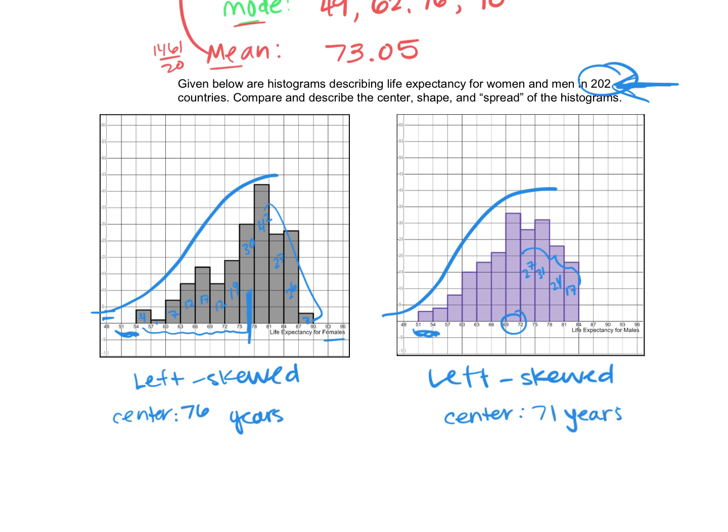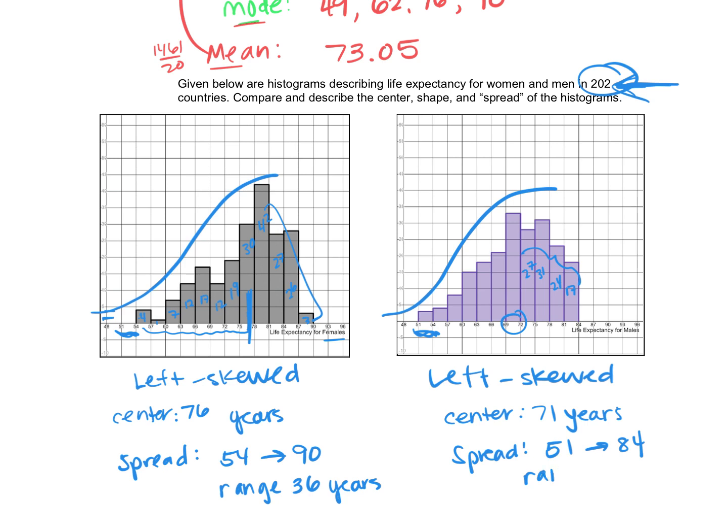And then we can talk about just the spread overall. For the life expectancy for the females, the spread is going from 54 to 90, which gives us a range of 36. And for the men, our spread is a little bit younger, 51 up to 84, with a range of 33 years. So a similar range, but you can see data-wise, it's shifted just a little bit more for the men to the younger ages.